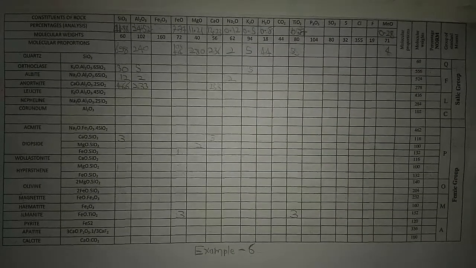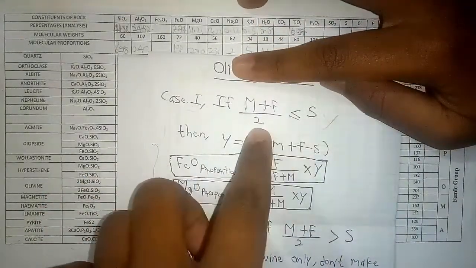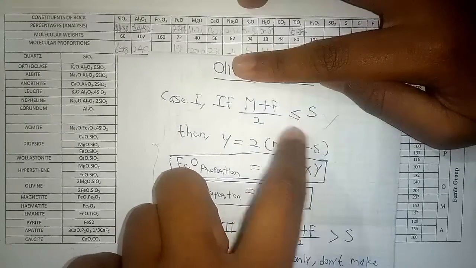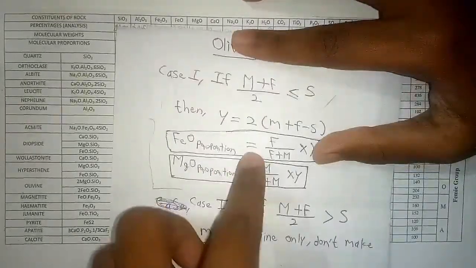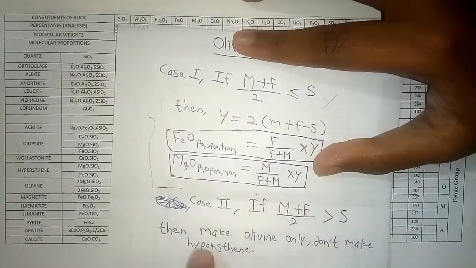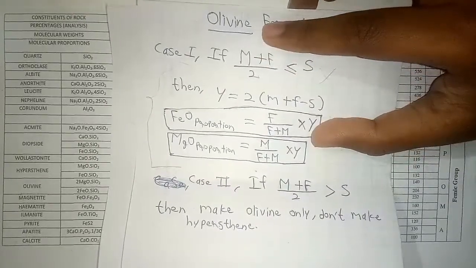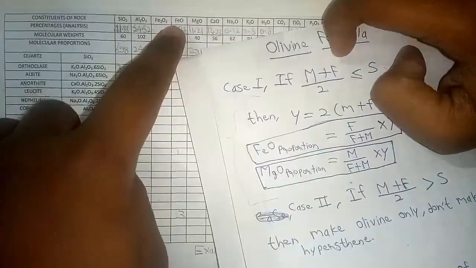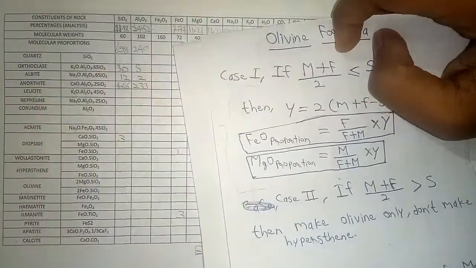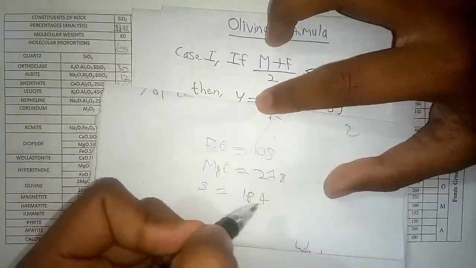And now the formula for olivine. Did you guys remember this thing? A formula, case 1: if m plus f upon 2 is smaller than or equal to silica, then you have to use this formula. Case 2: if m plus f upon 2 is greater than the remaining silica, then we have to make only olivine, there will be no hyperstene. Just before, we found the remaining FeO value is 108 and MgO value is 278. So I have noted down these values here. The remaining silica value is 184.